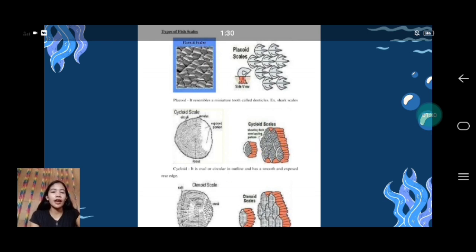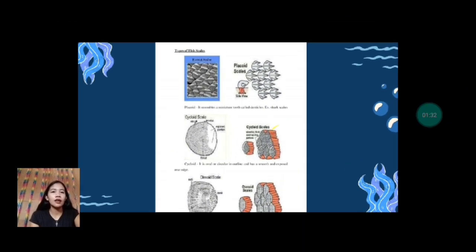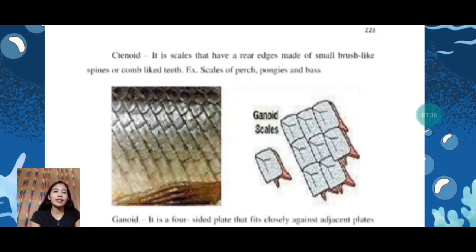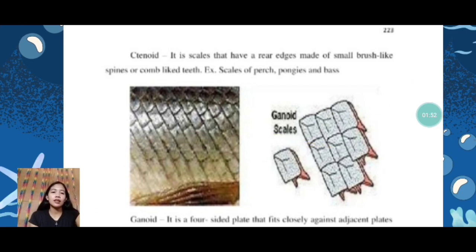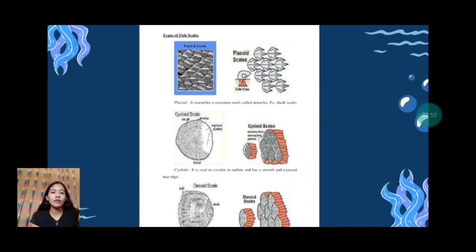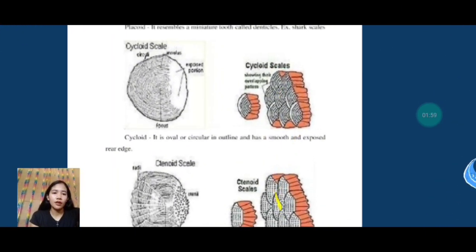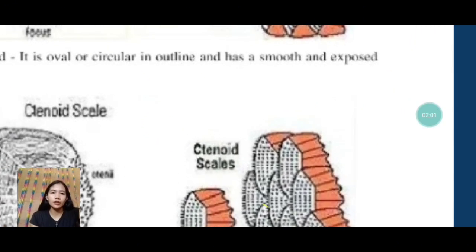Next, we have the ctenoid. It is a scale that has a rear edge made of small brush-like spines or comb-like teeth. Examples of the ctenoid are the perch and the bass. So this is the example of the ctenoid.